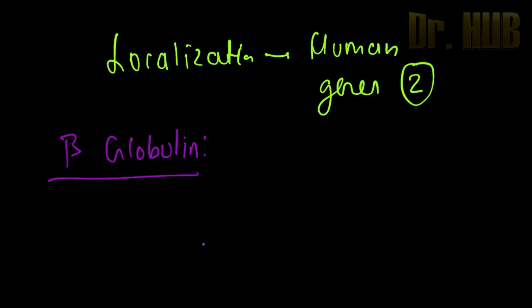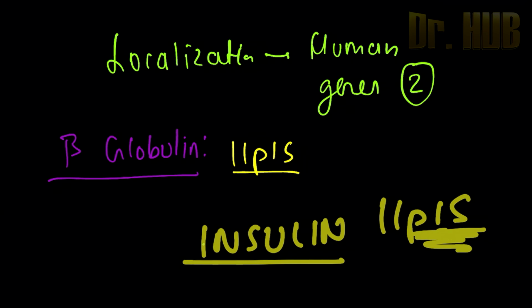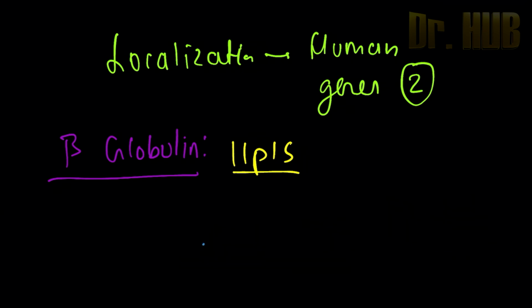Under this beta globulin, the chromosome involved will be 11p12. This is very similar to the first one we saw. To recap, insulin had a very similar chromosome, 11p15. In this case, it is not 15, it is 12. So beta globulin is associated with 11p12.